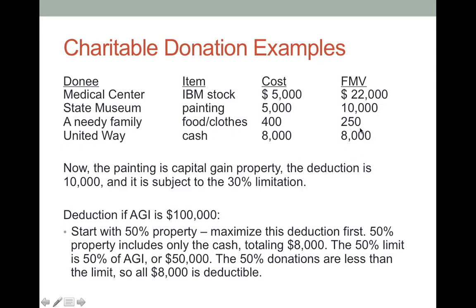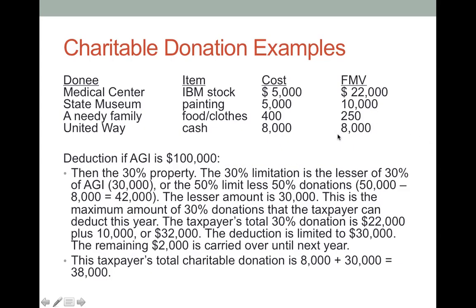The total amount of our 50% property is $8,000. Our 50% AGI limitation is $50,000. That's the most we can deduct for our 50% donations. Our actual donation is less than that, so the amount that we're able to deduct is the full $8,000. Okay, we're not limited based on 50% of our AGI. We can deduct the total amount of our cash.